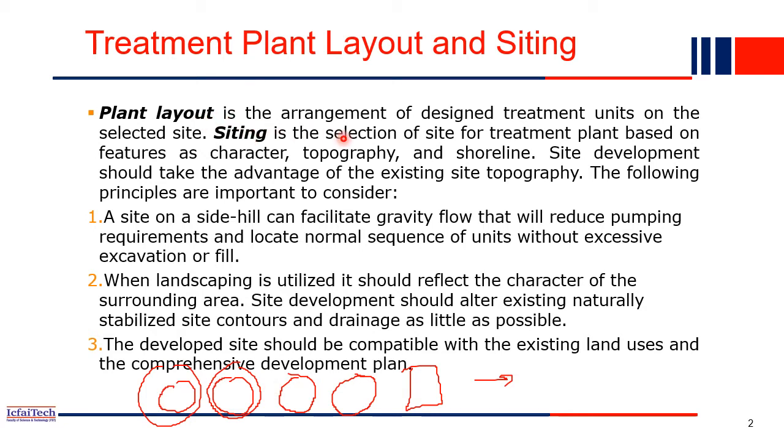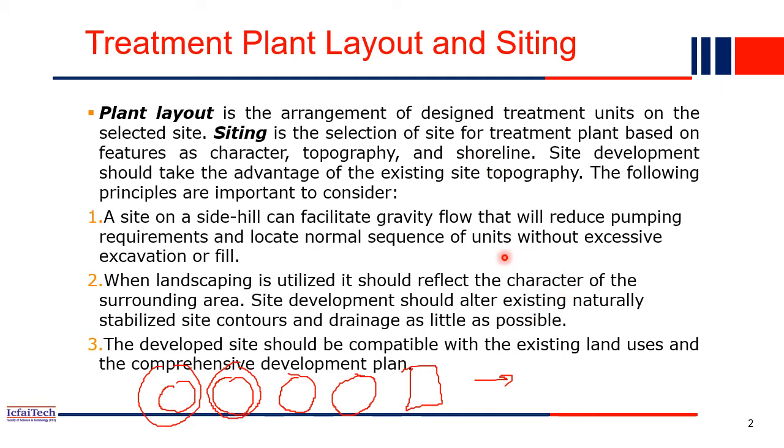So plant layout is the arrangement of designed treatment units on the selected site. On a selected site, how will you keep all these things one by one? That we call plant layout. And siting, what is the meaning of siting? Siting is the selection of a site for the treatment plant based on features such as characteristics, topography, shoreline, etc.